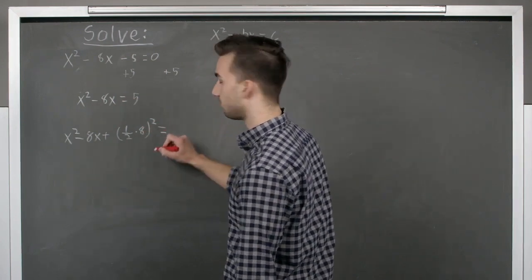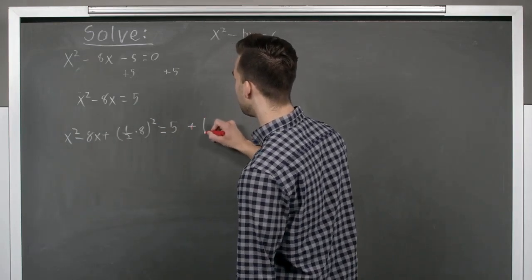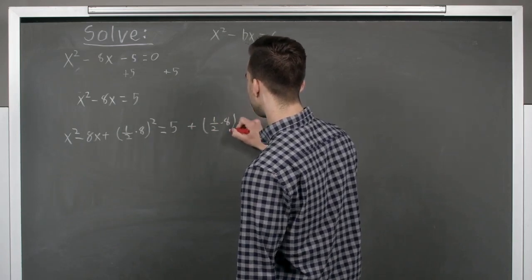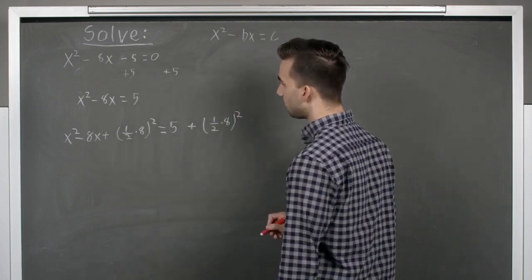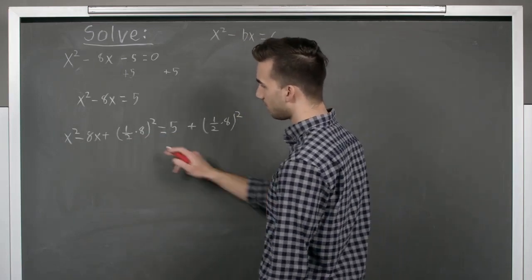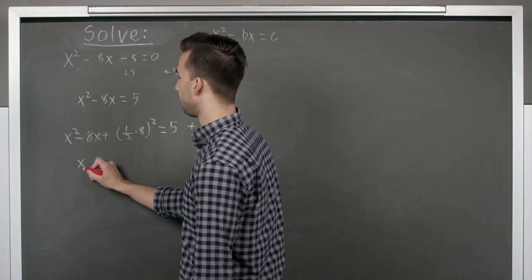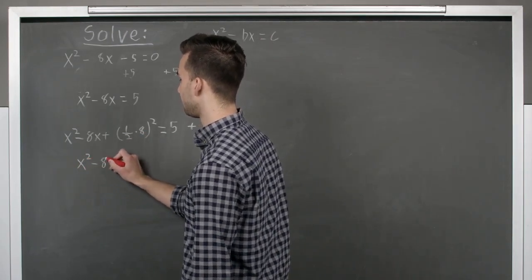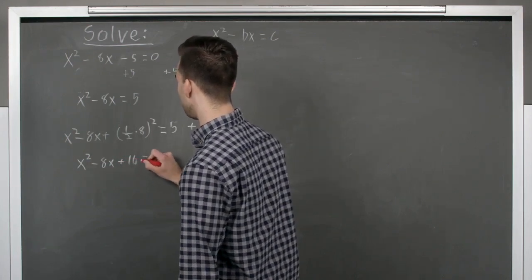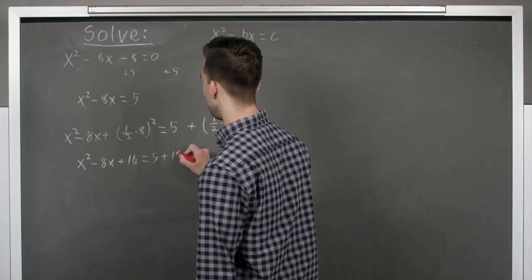And then what we do to one side, we have to do to the other side, right? So I'm just going to add the same thing over here. So what is 1/2 of 8 squared? Let's see, 4 squared is 16. So our new equation can be written like this: x squared minus 8x plus 16 is equal to 5 plus 16.